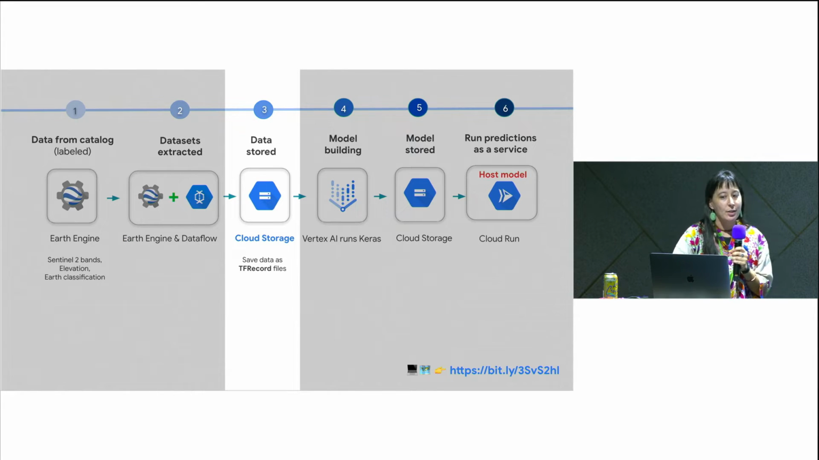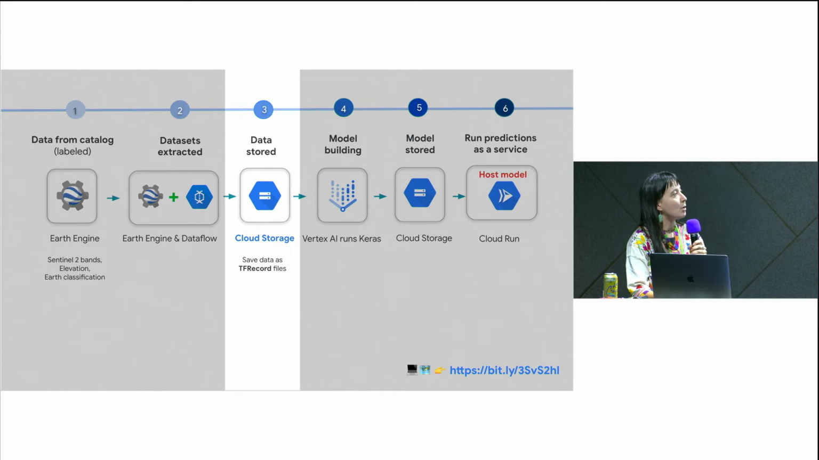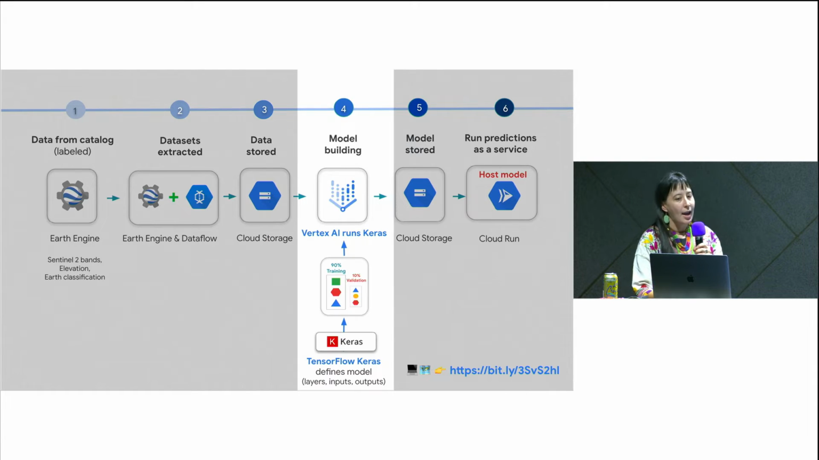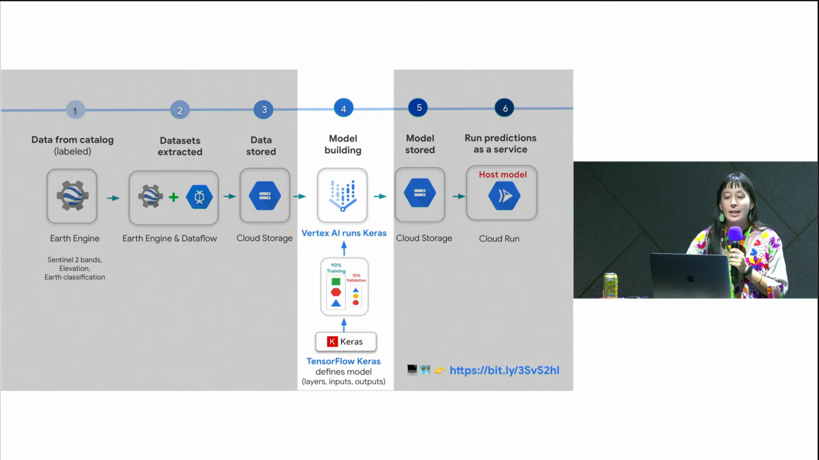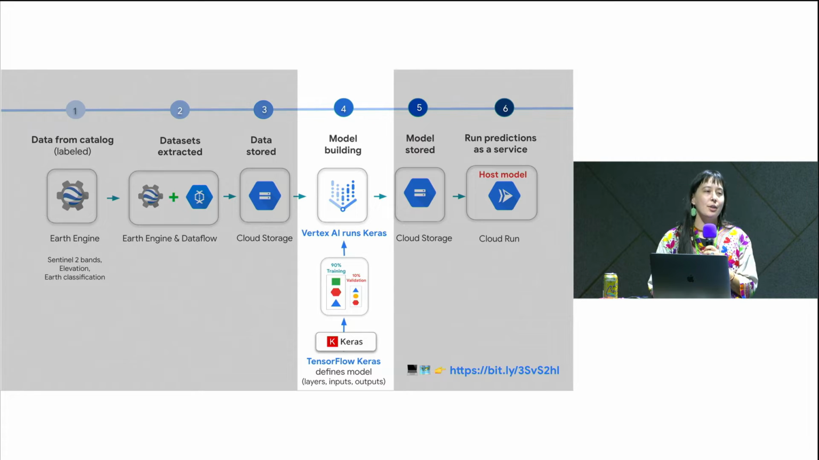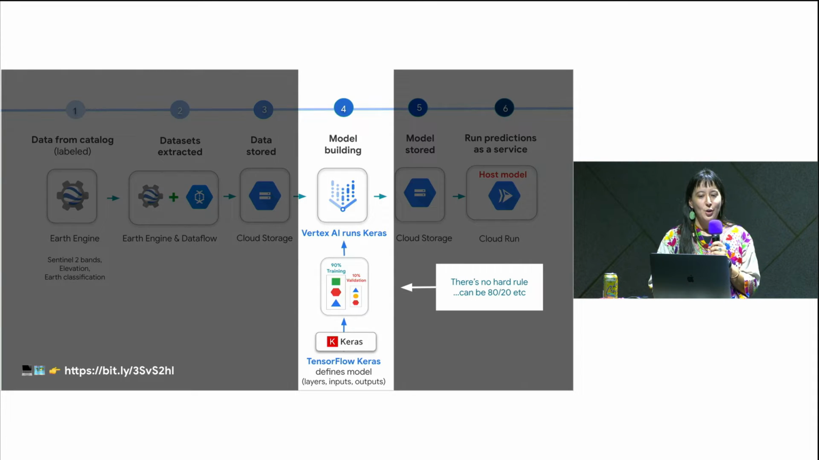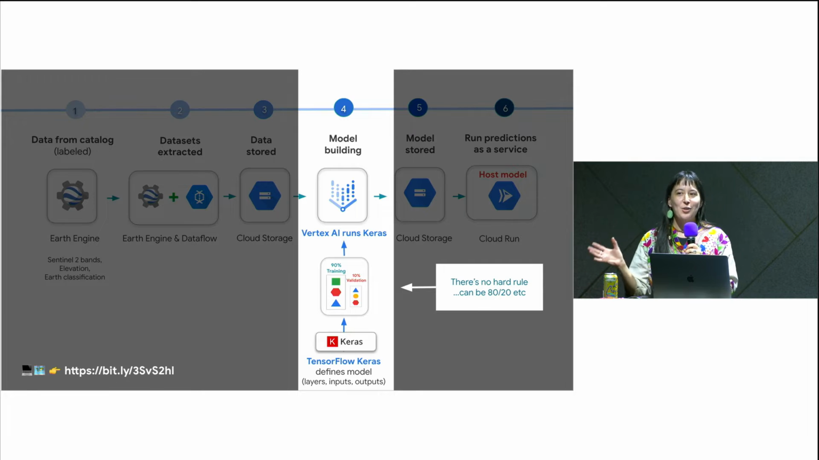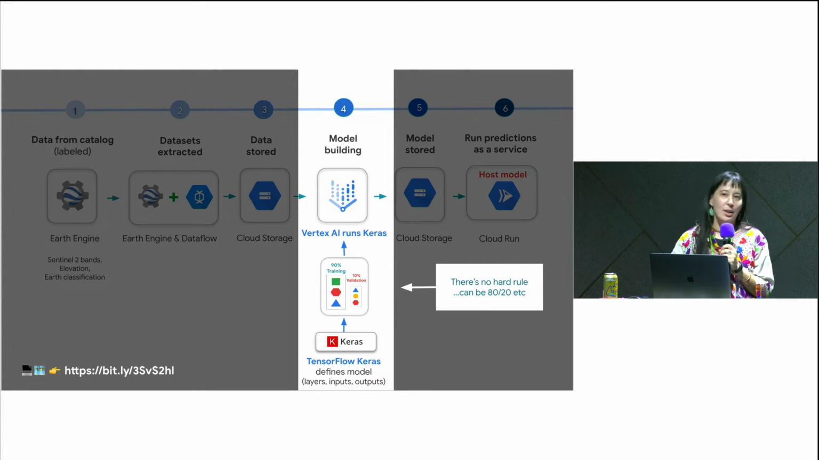Next, we save those as TFRecords into cloud storage. And then we split our data into two data sets. 90% is for training the model, and 10% is for validating that it learned from examples it has never seen before. And then we train that in Vertex AI. Note there's no hard and fast rule if it should be 90-10 or 80-20. You get to choose that.